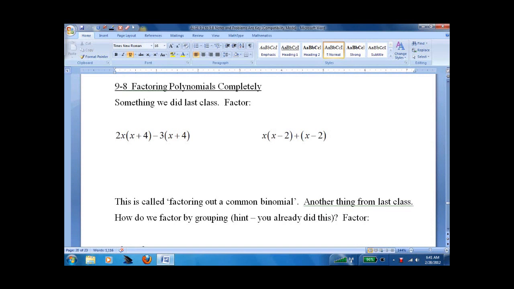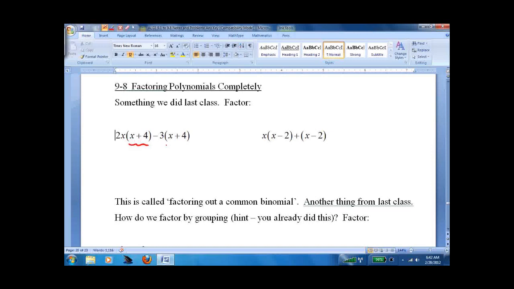Lesson 9.8, Factoring Polynomials Completely. This is the last lesson of Unit 9, and what we're doing is taking everything we've done so far and putting it all together, because there can be factoring that has many more steps than just one. We talked about this last class. It's actually an intermediate step, or actually 2 classes ago. So how do we factor these?